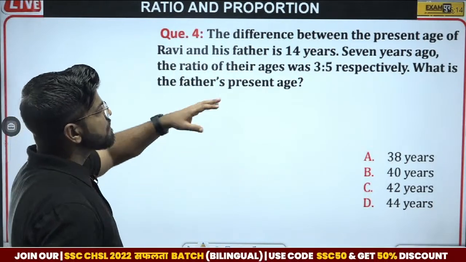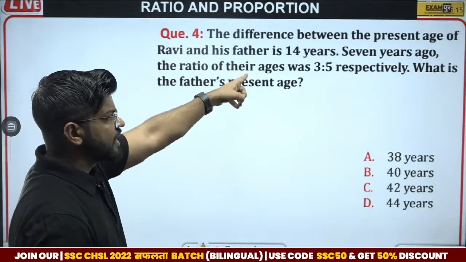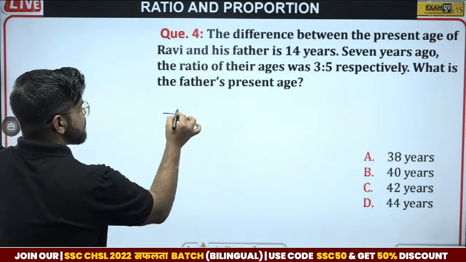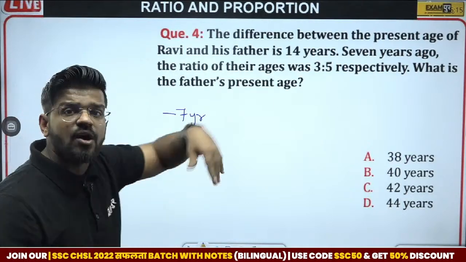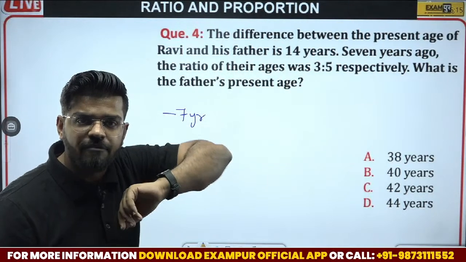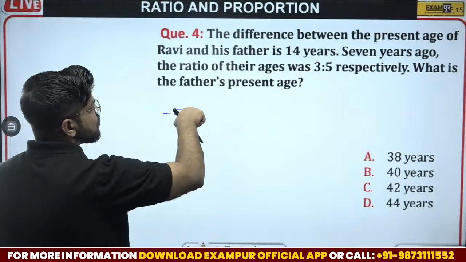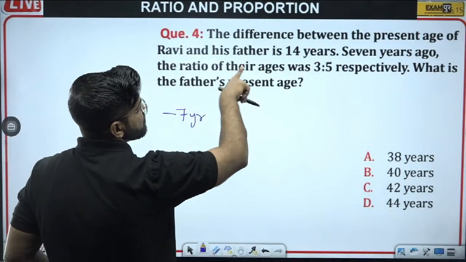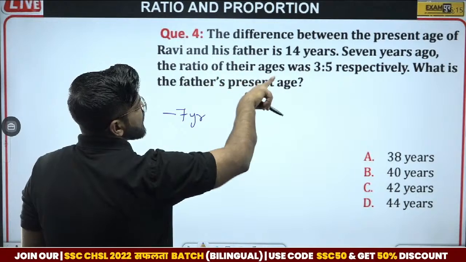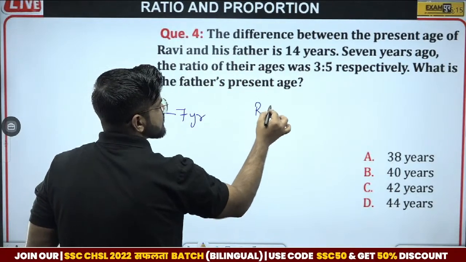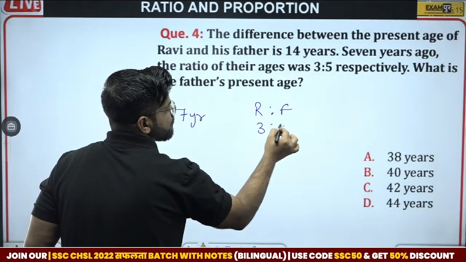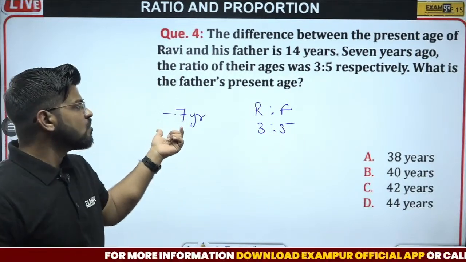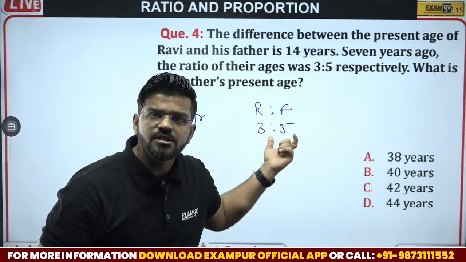The difference between the present age of Ravi and his father is 14 years. 7 years ago. So I write here minus. Minus means ago. Plus means after, right? 7 years ago, the ratio of their ages. Whose ages? Ravi and his father. Okay. So here is Ravi and here his father. It is 3:5. 7 years ago, their ratio is 3:5.